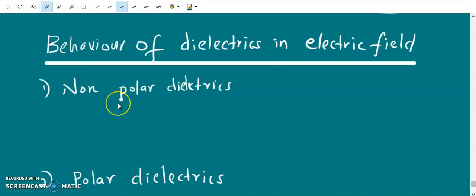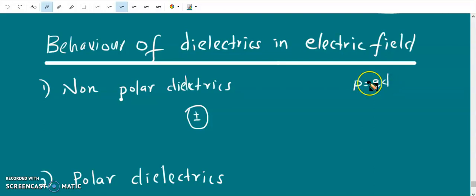Here the non-polar dielectrics are made of non-polar atoms or molecules. In non-polar molecules, the positive and negative charges coincide. Therefore there is no dipole moment in the absence of a field. We know that the dipole moment P is equal to Q into the distance between the charges.